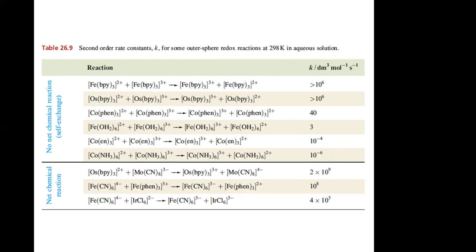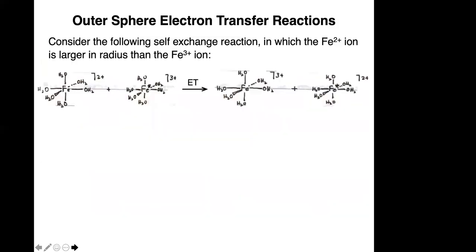So let's think about the mechanism in detail. If we think about this self-exchange reaction for iron hexaaqua complex, 2+ and 3+, let's suppose we're doing a reaction where the iron 3+ is isotopically labeled and the iron 2+ is not. Then we can monitor this self-exchange rate constant. And the thing to note is this figure attempts to show that the iron 2+ complex has longer iron-oxygen distances. It's a larger species compared to the iron 3+.